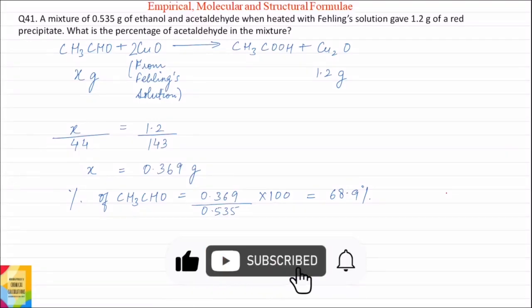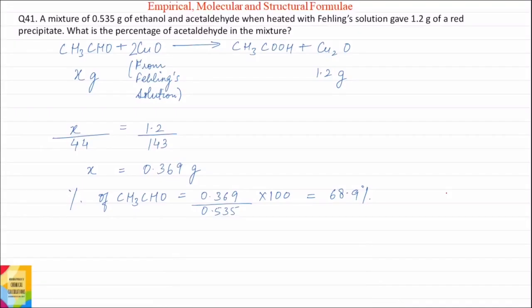Question 41. A mixture of 0.535 gram of ethanol and acetaldehyde when heated with Fehling's solution gave 1.2 gram of a red precipitate. What is the percentage of acetaldehyde in the mixture? Of the ethanol and acetaldehyde mixture, acetaldehyde will react with Fehling's solution, and the reaction is CH3CHO plus CuO from Fehling's solution forms CH3COOH plus Cu2O.